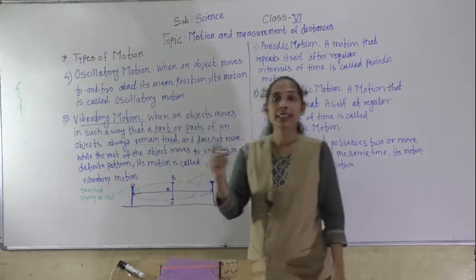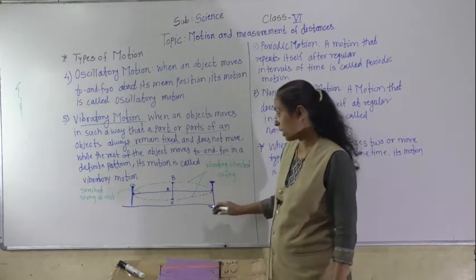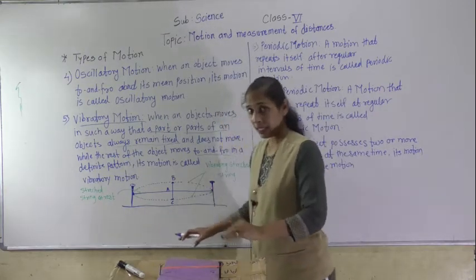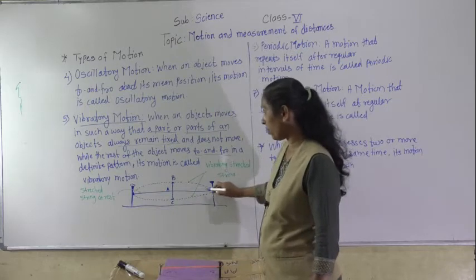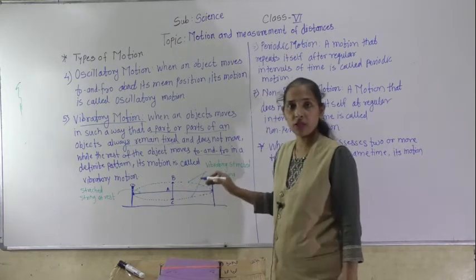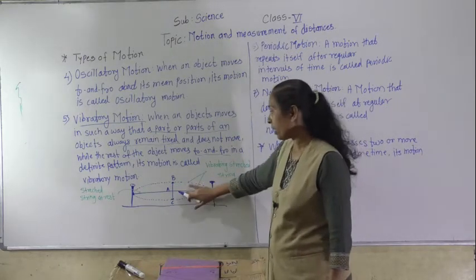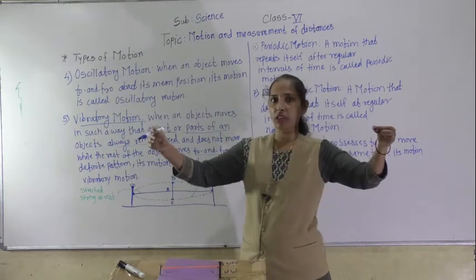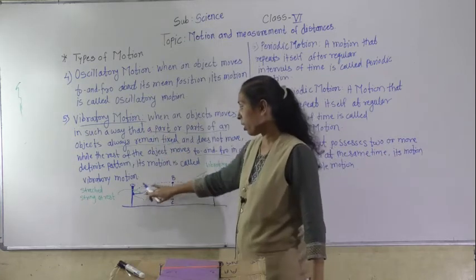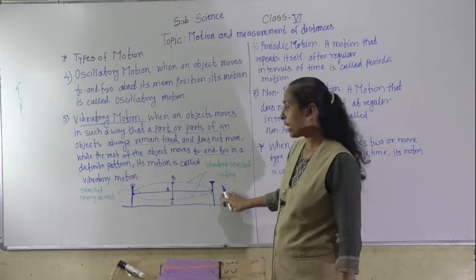Okay, so let's take one example of vibratory motion. See here, I have drawn a diagram. These are two iron nails. On these two iron nails, I have tied one spring. The spring is straight, at rest. I have stretched it, so the spring is straight along with these two iron nails.